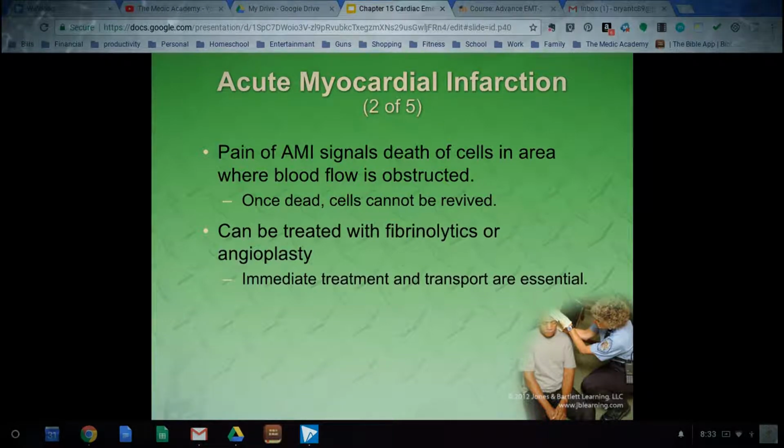Now, this can be treated with fibrinolytics or angioplasty once we get them to the appropriate care facility. Which brings me to my next point, that we need to think about our transport decision with these patients. Is it better to take them to a local hospital, or is it better to take them to a facility that we know they can be treated promptly and appropriately with fibrinolytic therapy and angioplasty?